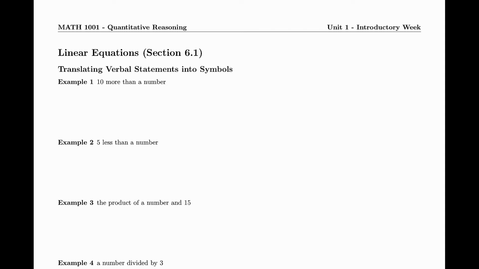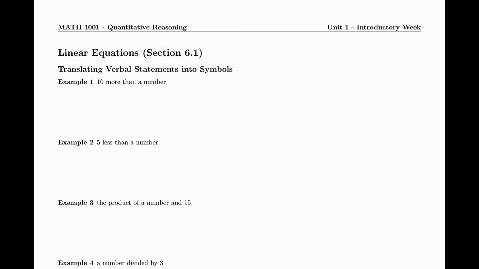This video is for Math 1001 Quantitative Reasoning. It will cover topics in Unit 1. We will begin with linear equations coming from section 6.1 of the book. The first thing we need to know how to do is how to translate verbal statements into symbols.